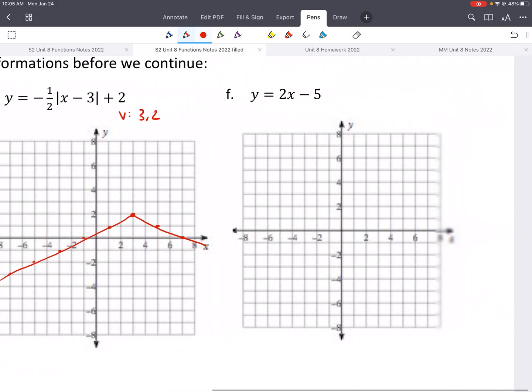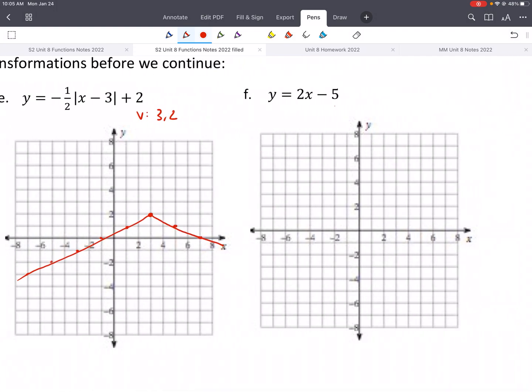Okay, and then last is a linear equation. Again, this is your y-intercept, so it would start here, and then our slope would be 2 over 1. And then we'll just connect our dots. And again, you'll probably have some sort of domain that applies to that.